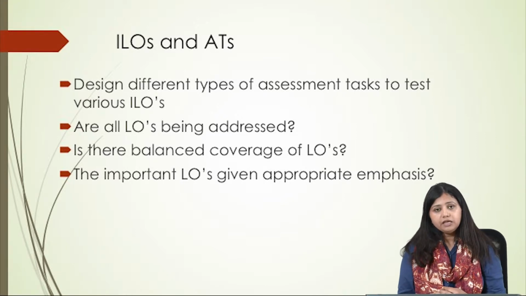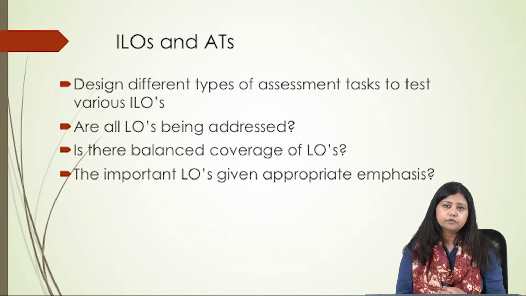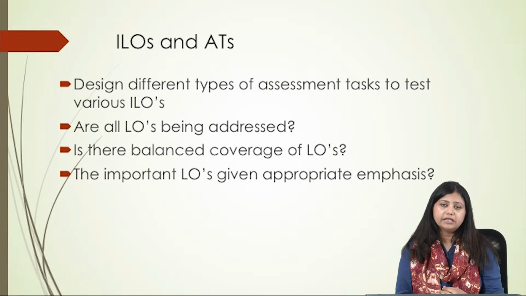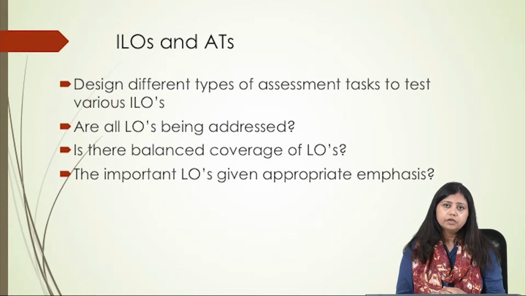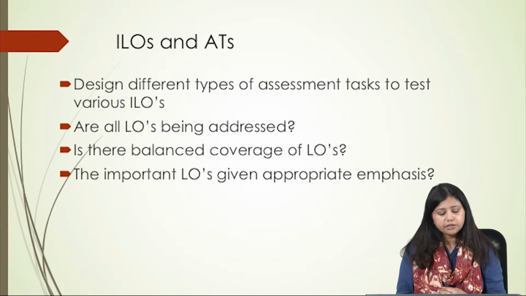We also need to see if there is a balanced coverage of these learning outcomes. In every course, we have two or three learning outcomes which are really critical and important for students' learning and for the future learning in the course. And hence, it's important for us to see that the important ones get more coverage in the entire course, and ensure that we are testing students' ability to achieve those learning outcomes using different types of assessment tasks.